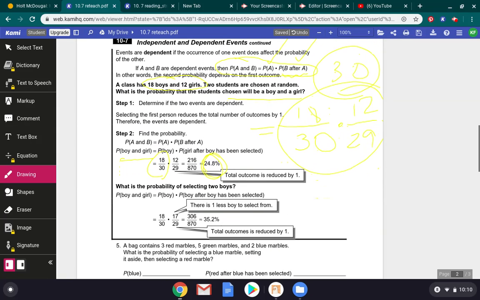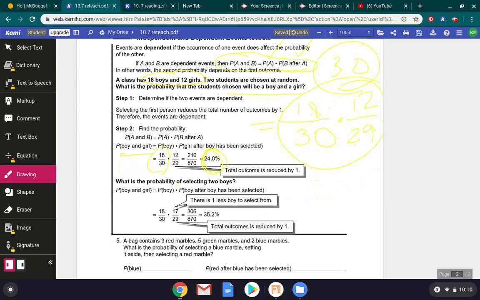Now, same example, but this one asks what's the probability of selecting 2 boys? Selecting a boy would still be 18 out of the 30. But now what's the probability that we get 2 boys instead of a boy and then a girl? Once we select that boy, there are only 29 to choose from. And if I took a boy from the 18, there would only be 17 left. So that's the probability of a second boy having chosen the first one. This is an example of a dependent event.